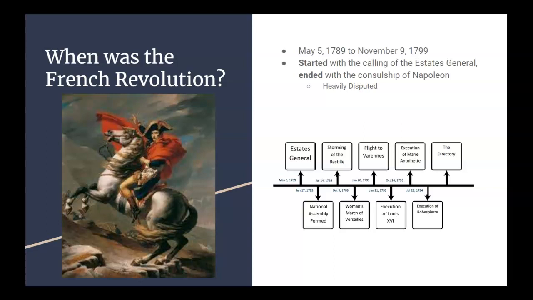Now, other things you should have written down is you should have an understanding of what the Estates General is, because I told you what that is. Estates General, again, is when Louis XVI called all the people in France together to try to fix the problems. And then you should know that Napoleon becoming consul, according to a lot of historians, was the end of the French Revolution. However, this is heavily disputed. And this is what we're going to debate as your final.